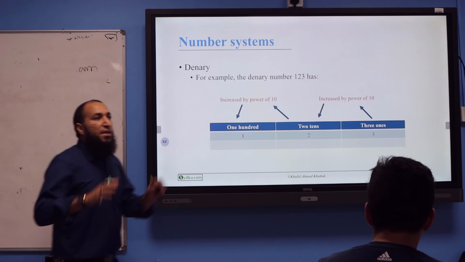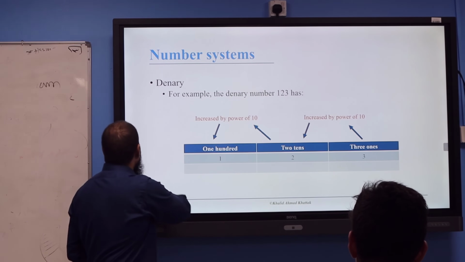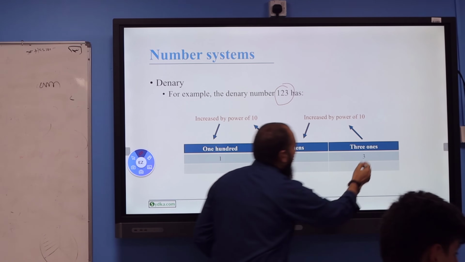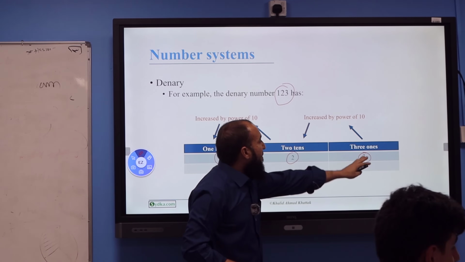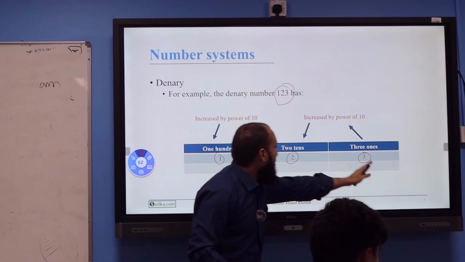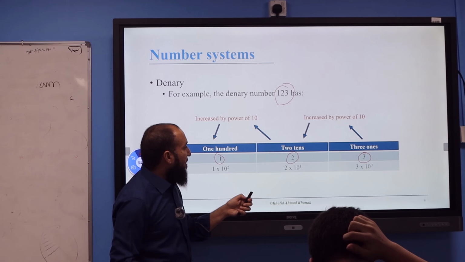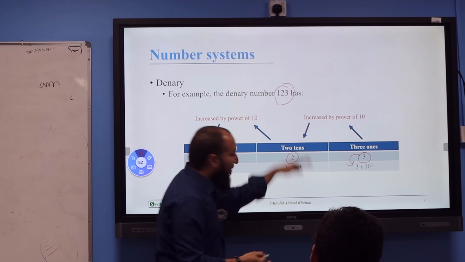In the next slide, we see that we write only 123, but how it's actually written is like this: we have 1, 2, and 3. We said every single time we move left, it increases by a power of 10. So from 3, we have 2 tens, and then we have hundreds. Go to the next step, where we draw this. When I finish, then you draw it.